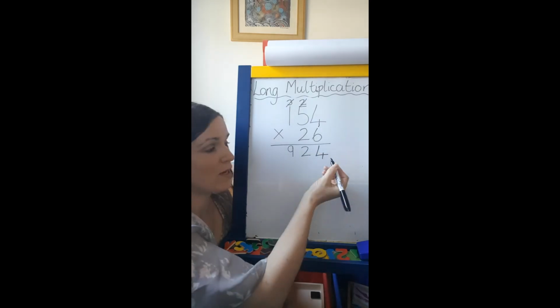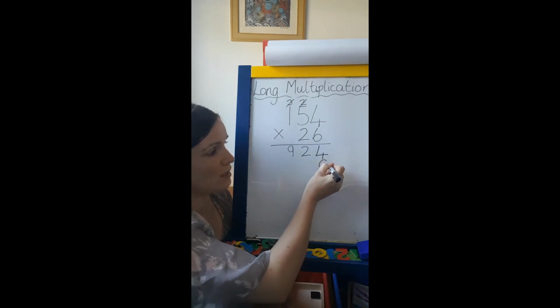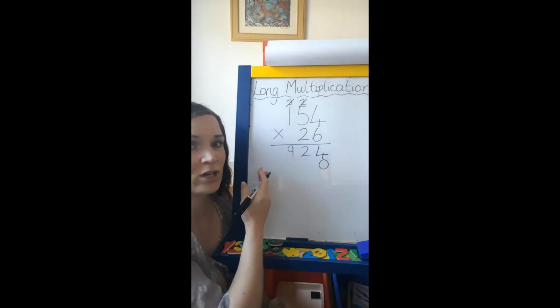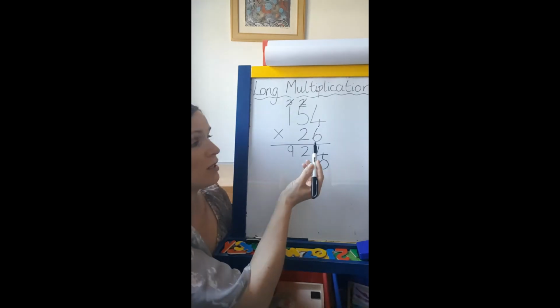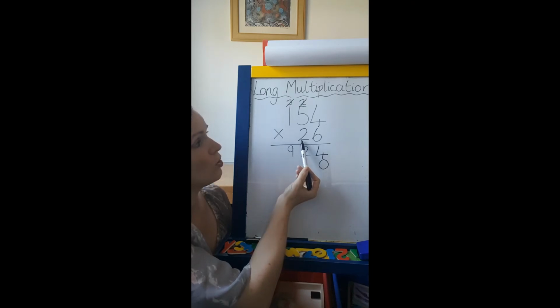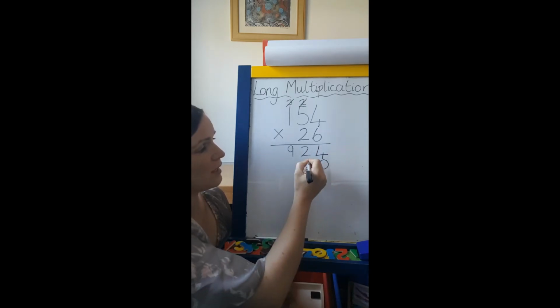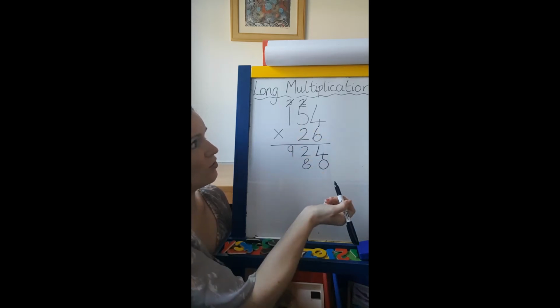So to make it 10 times bigger, you just start off by adding a 0 here, and that will make your answer 10 times bigger. You then just do the same thing again, but by multiplying by the 2 this time. 2 times the 4 is 8. 2 times the 5 is 10.